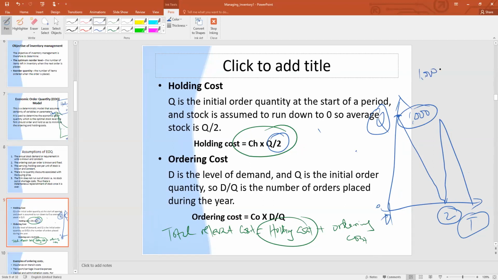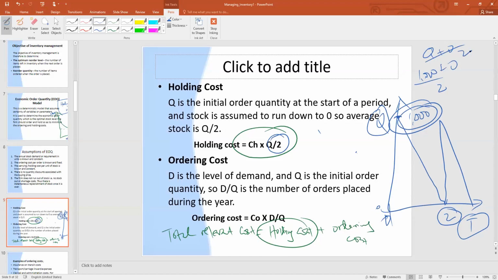That was simply 1,000 plus zero divided by two. What is 1,000? It's the units you've just bought from the supplier. That's why we say this is Q plus zero divided by two. And that's why you have Q divided by two. That is the average inventory you do have in stock at any point in time.